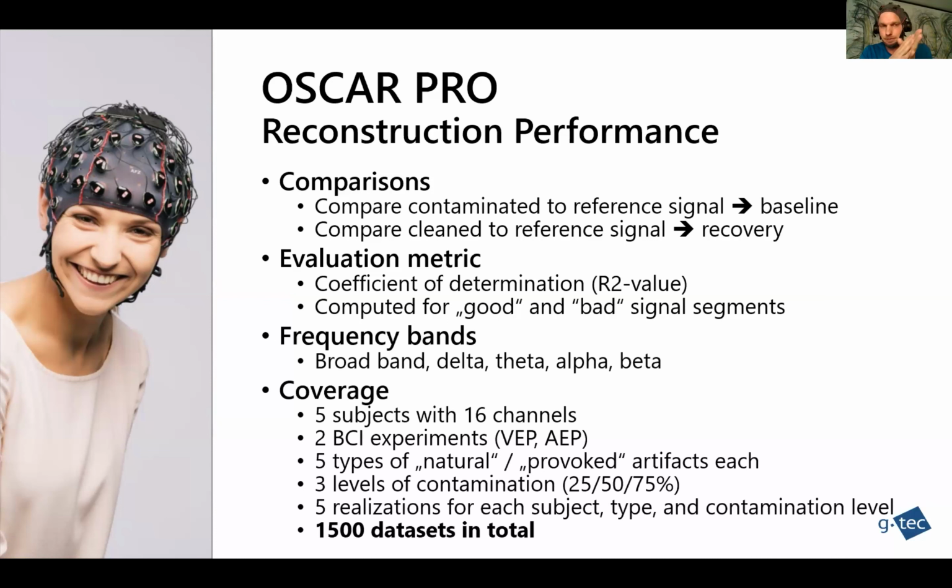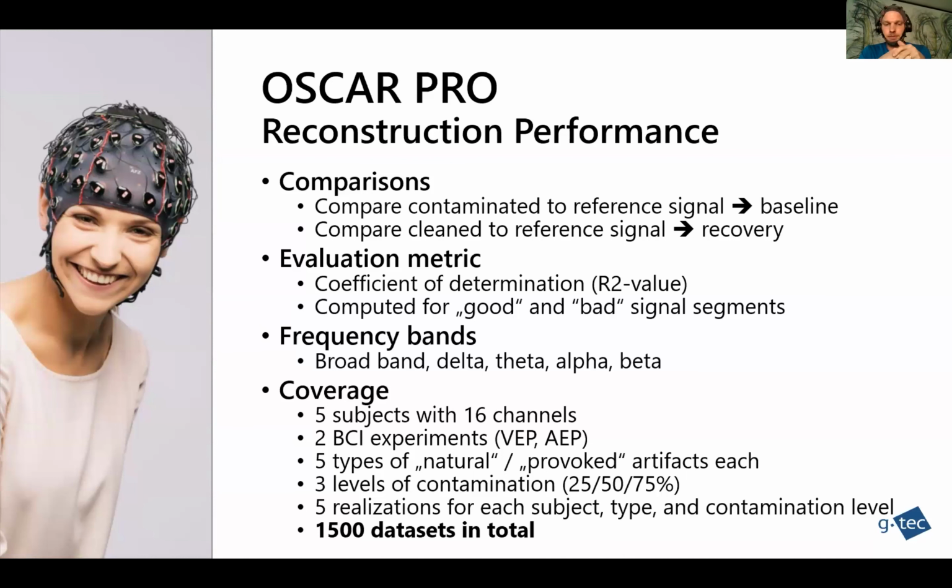So we had recordings from 5 subjects with 16 channels. We used data from 2 BCI experiments. Then we applied 5 types of natural physiological artifacts that just can happen if you're doing an experiment, and 5 types of provoked artifacts if you're doing something bad, like touching your head, which you shouldn't do. So we had 5 types of natural and provoked artifacts each.